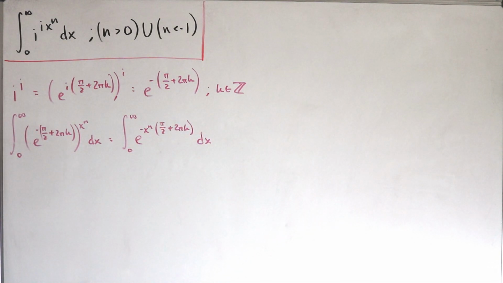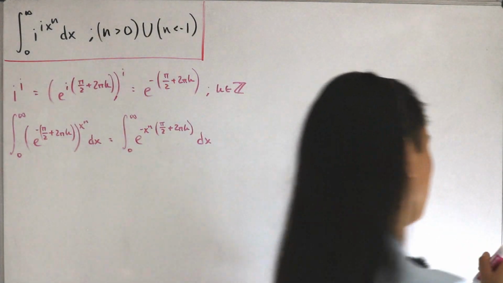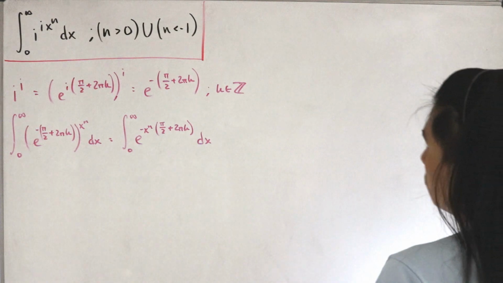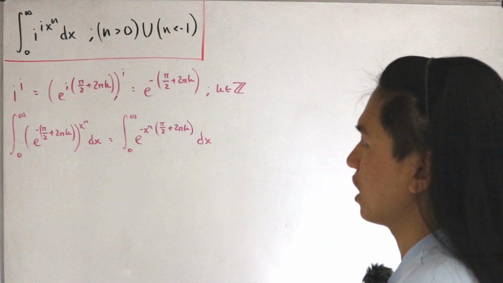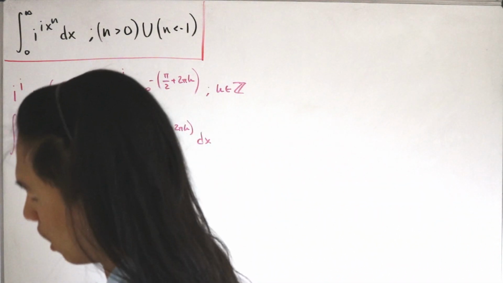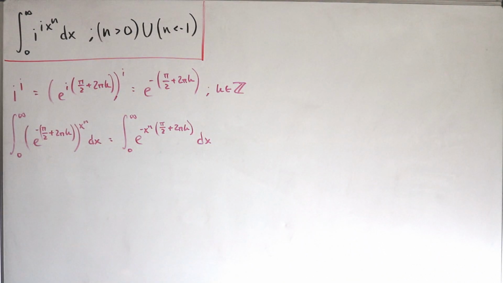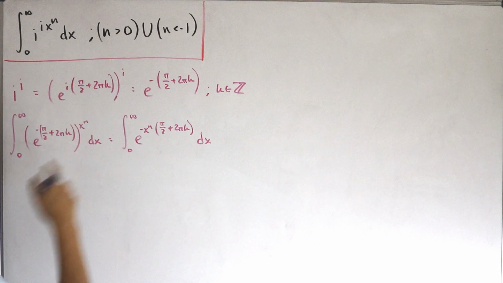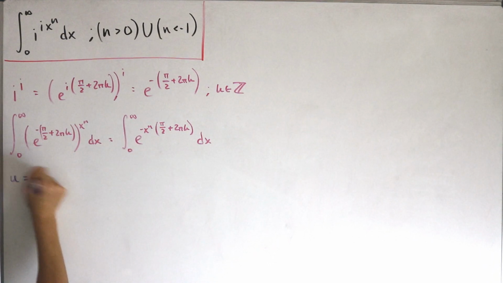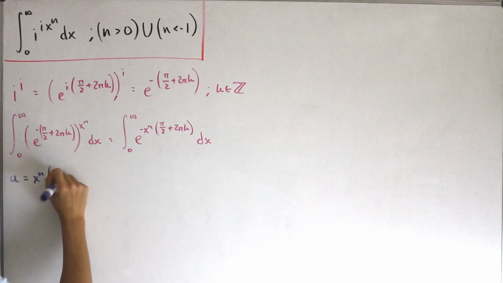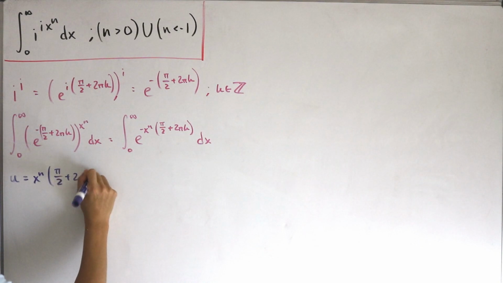All right, so now here comes the u-substitution we're going to be using. What are we going to let u be? We're going to let u be this entire thing excluding the negative. So with that being said, we're now going to do the u-substitution. Let u equal x to the power n, multiplied by pi divided by 2 plus 2 pi k.